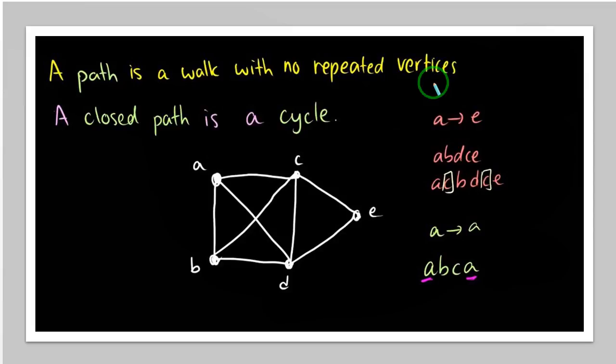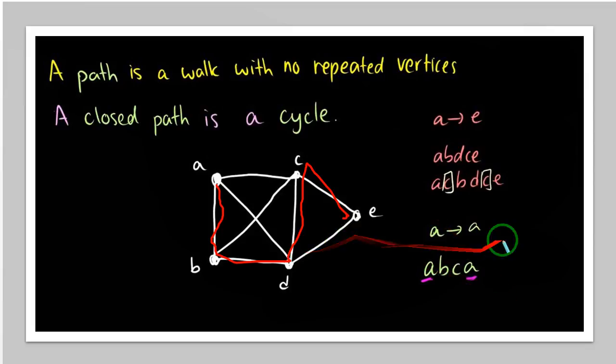Okay, coming to the example, then again we have a closed path. A closed path is a cycle. Again, it's just like a circuit. We need a walk from A to E. So for A to E, we can move A to B, B to D, D to C, and C to E. If you can see, there is no repetition of any vertex.